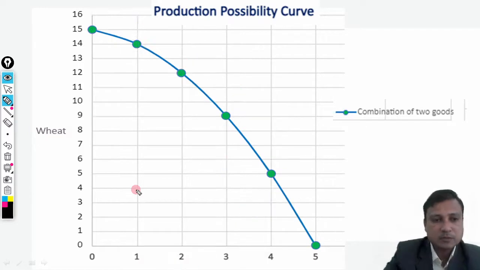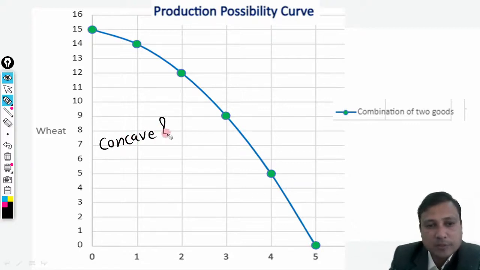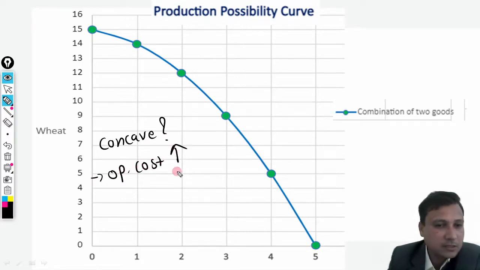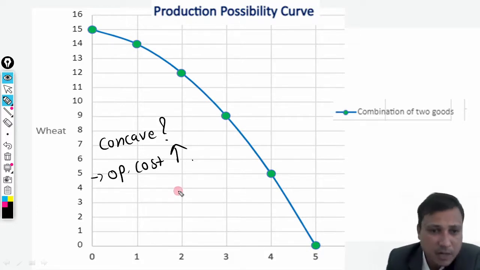In simple terms, why is the production possibility curve concave? Why is the production possibility curve concave? Because opportunity cost here increases. That is the answer. And I hope you have understood this part.